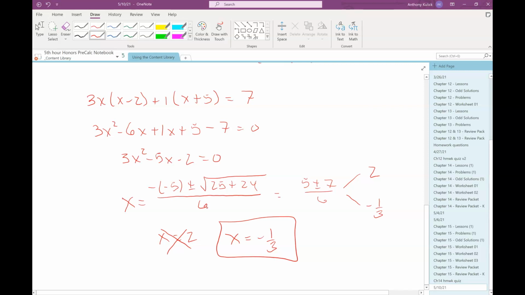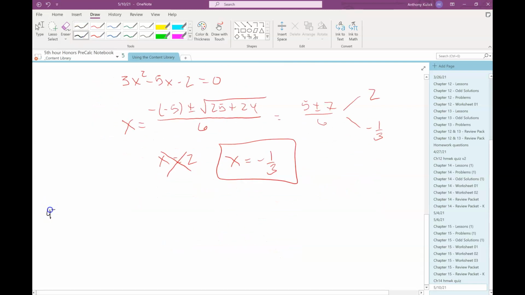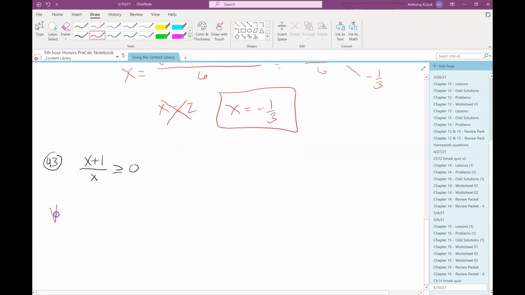Ben? Do number 43, please. 43? Yeah. So we have x plus 1 over x greater than or equal to 0. So I have a VA at 0 and an x-intercept at -1. Any questions on how I came up with those? The x-intercept is done by... Numerator set to 0. Okay.